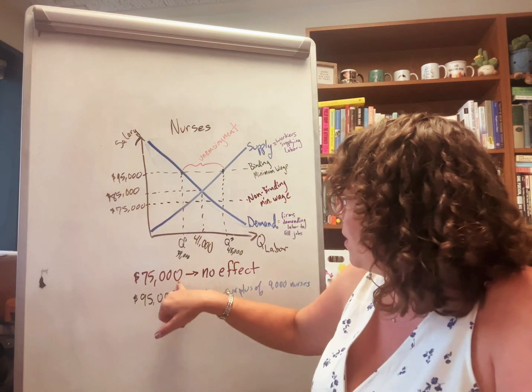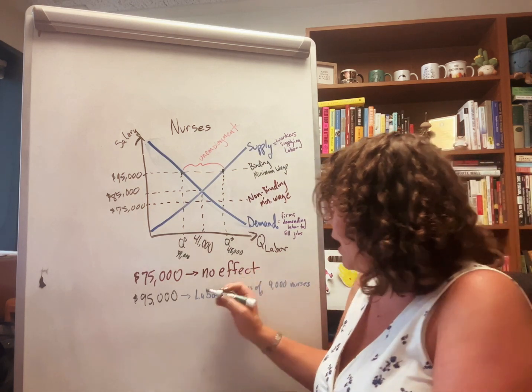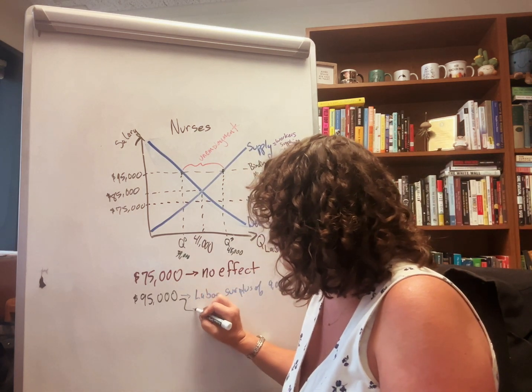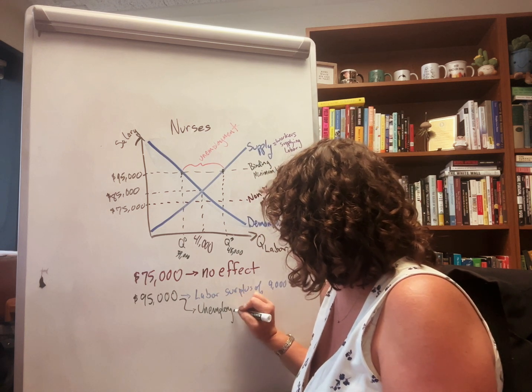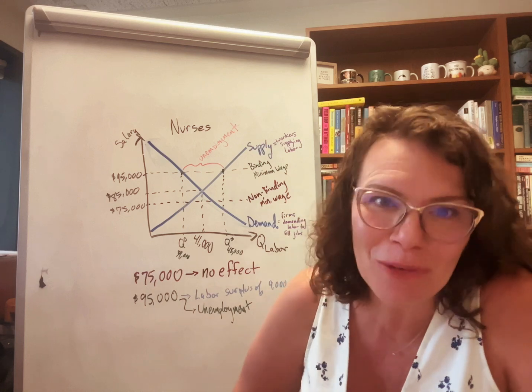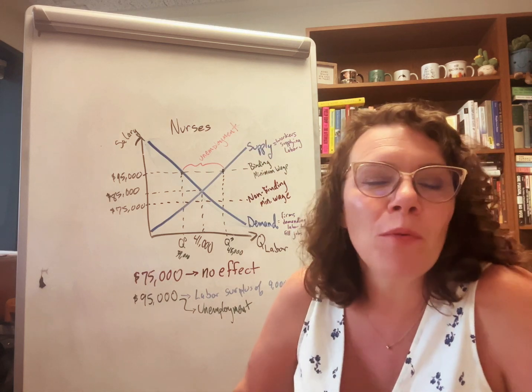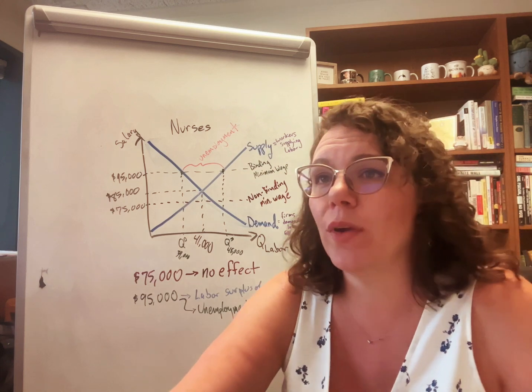So if the minimum wage is set too low, there's no effect. If the minimum wage is set very high, it's going to cause unemployment. And of course, we are skipping over a lot of nuance here and a lot of detail, but we're just trying to get a sense of how labor markets work, how they behave, and what we can say about them.